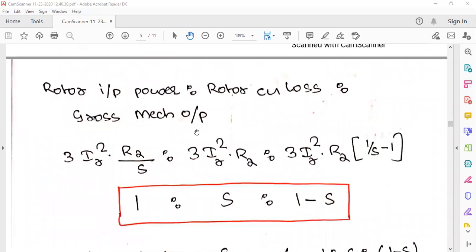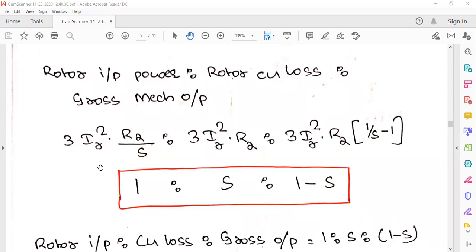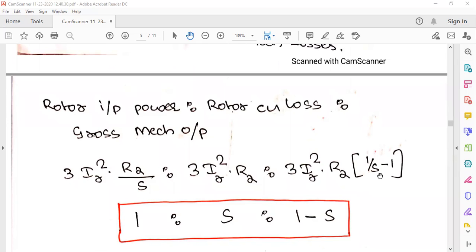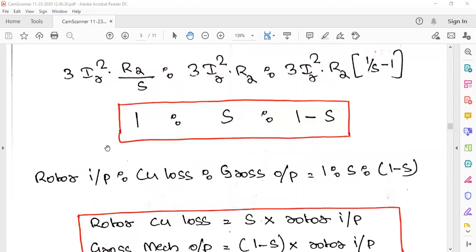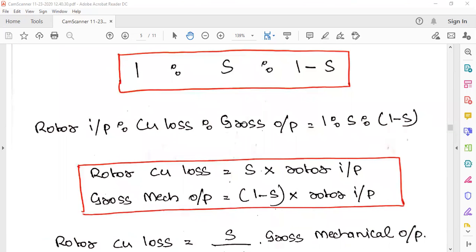So when you take the ratio between the three quantities, we get 3 IR² R2 by S, 3 IR² R2, and 3 IR² R2 into (1/S − 1). Removing the common terms and cross multiplying, we get 1 : S : (1 − S). That is, rotor input power : rotor copper loss : gross mechanical output equals 1 : S : (1 − S).